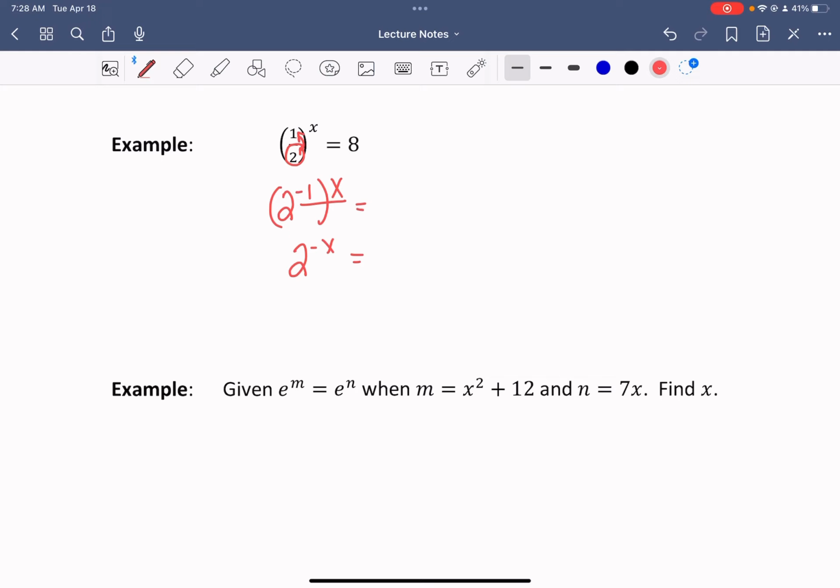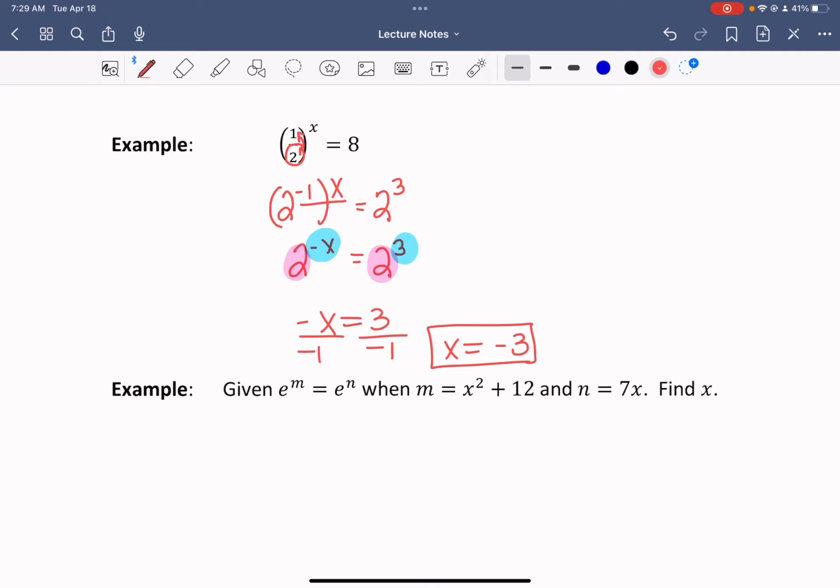Then let's focus on our 8. So again, using your on-screen calculator, you can say 2 to the first is 2, 2 squared is 4, 2 cubed would give me 8. So I'm going to say 2 cubed. Because now that I have base 2 and base 2, I can set their exponents equal. And I can say negative x is equal to 3. And then I can solve that out by dividing both sides by negative 1. So x is equal to negative 3.